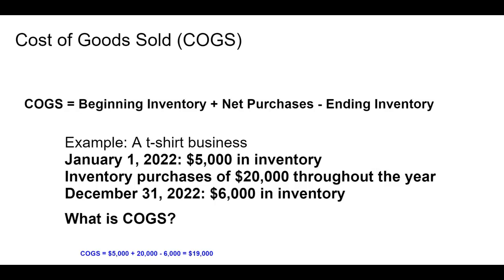Hopefully, you were able to come up with $19,000. That's the beginning inventory of $5,000 plus the net purchases of $20,000 minus that ending inventory of $6,000. So this is useful for a business if it's looking in the past, but you don't have the opportunity to do that. You are looking forward and making educated guesses about the future.